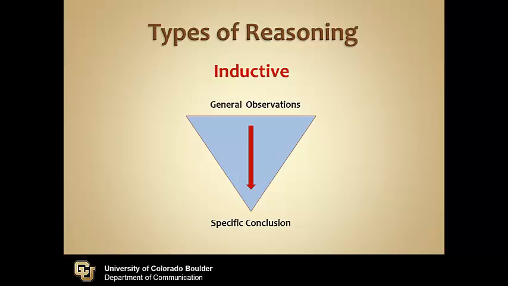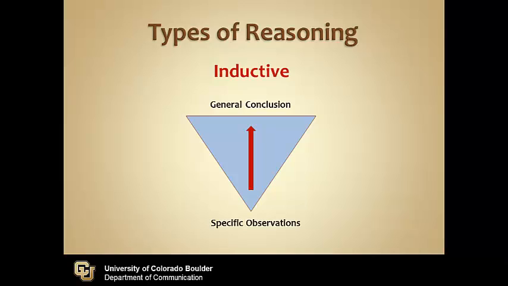Now, inductive reasoning just reverses this. We start from specific observations in order to make general conclusions. So we might make observations about a specific class at CU in order to develop general conclusions about all CU students. And of course, the ideas of general and specific are relative. What might be a general observation in one situation could be a more specific observation in another.